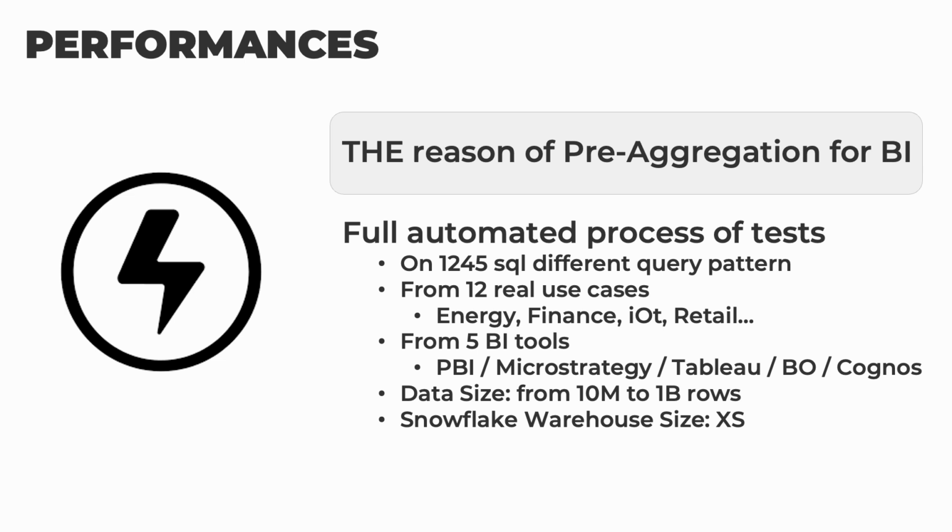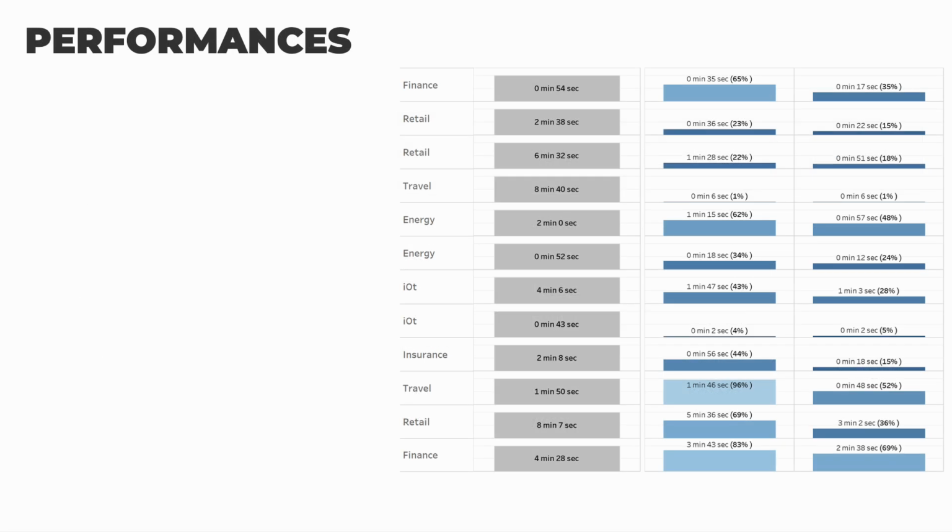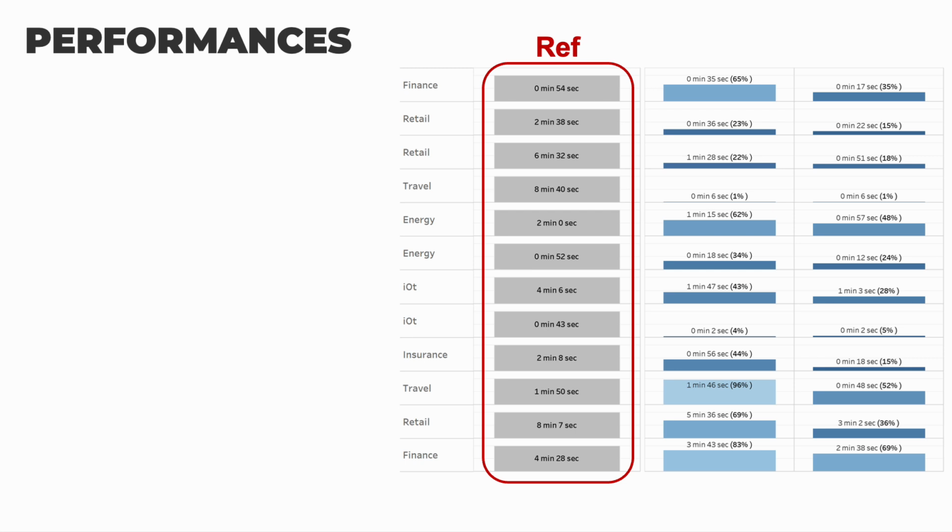So here you have a table of performance measurements. You have columns and rows. The rows show the use cases. Use case 1 is finance. Use case 2 is retail, and so on. In the columns, the measurements, response times of these use cases.